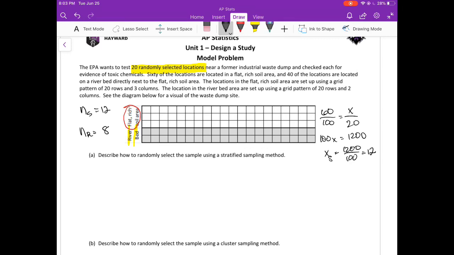So now we're doing a stratified sampling method. So remember, this is some from all, right? So we have our two groups. Our first group is the soil type from A, which would be flat, rich, and the second one would be our river bed.